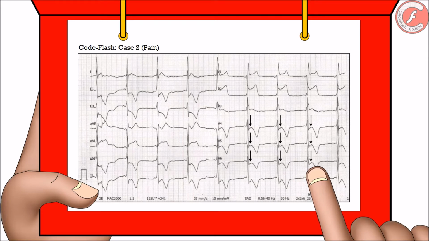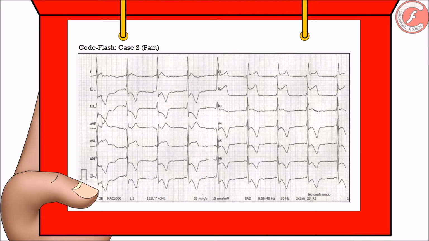leads, V5 and V6. This tells us that we have an acute myocardial lesion of subepicardial or transmural characteristics on the anterior septal region of the left ventricle. This translates to an anterior septal and high lateral STEMI.